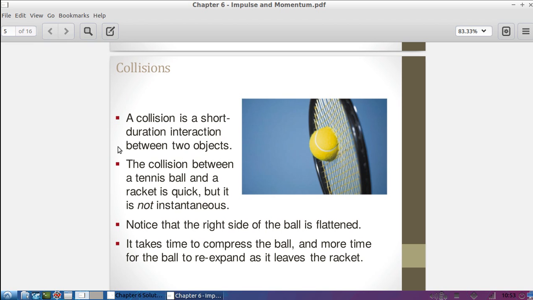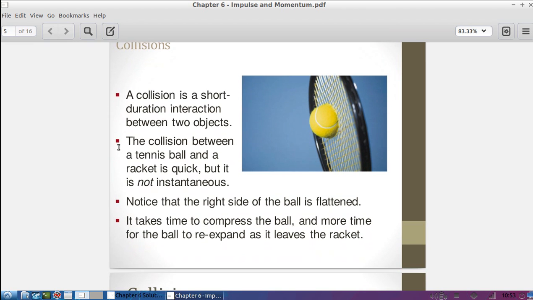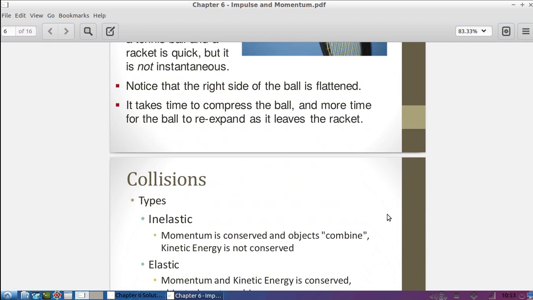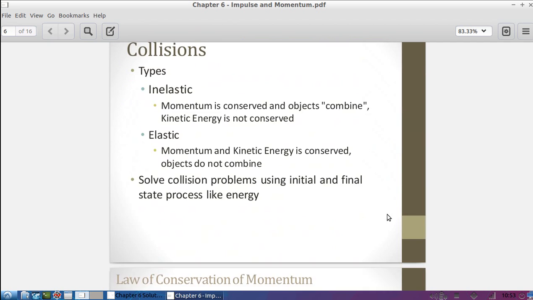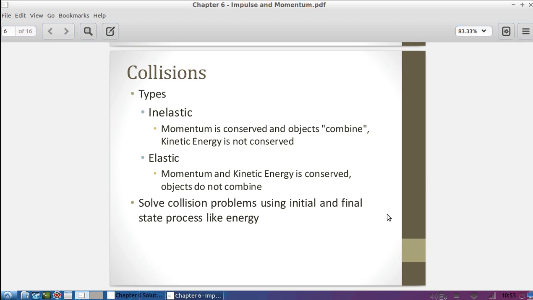We've got two different types of collisions we'll talk about in this section. It's just an interaction between two objects that come in contact with each other. The nomenclature is very similar, so I'll do a couple examples and I'll make sure to identify the type of collision that we're dealing with. We've got two types, inelastic and elastic. The first one is inelastic. In both of these collisions, momentum is conserved.